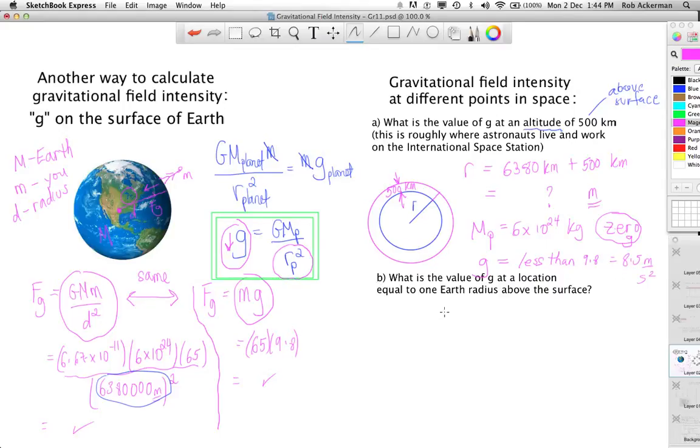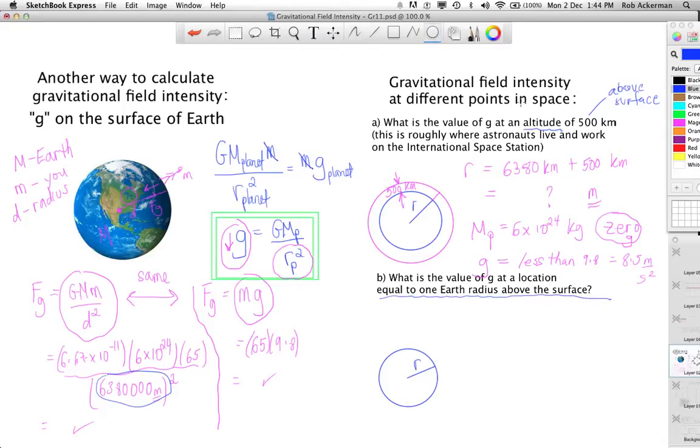Question B. What is the value of g at a location equal to 1 Earth radius above the Earth's surface? So here, once again, we're calculating g somewhere off of the surface of Earth, but this question's framed a little bit differently. It doesn't give actual values for how many kilometers. It just wants you to know that if this is the radius of Earth, as we've been discussing it, then what does it mean to be 1 Earth radius above the surface?